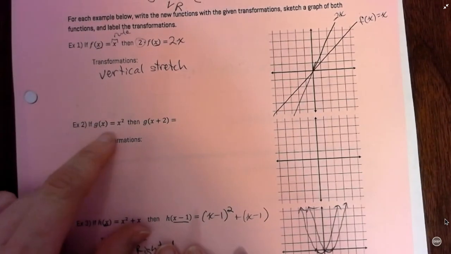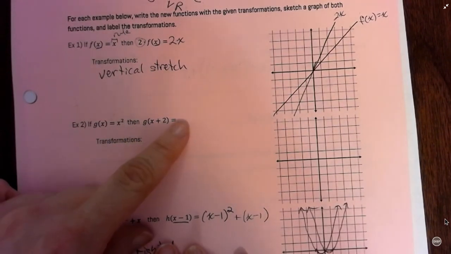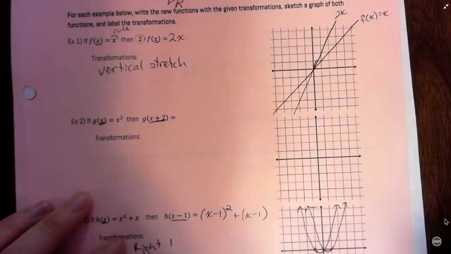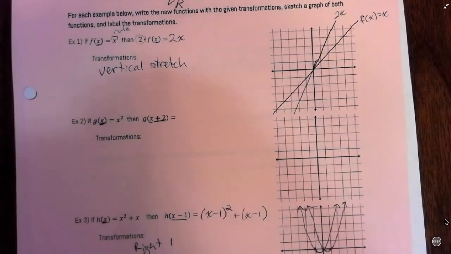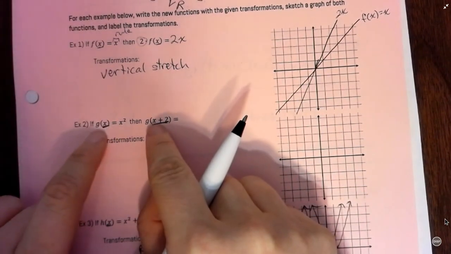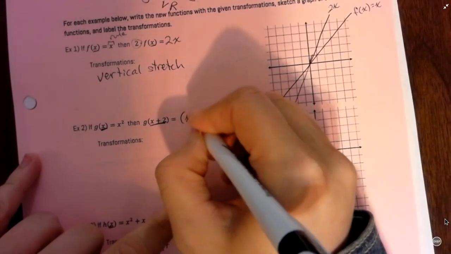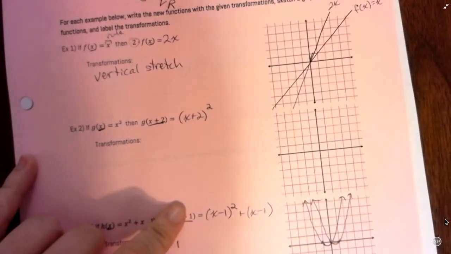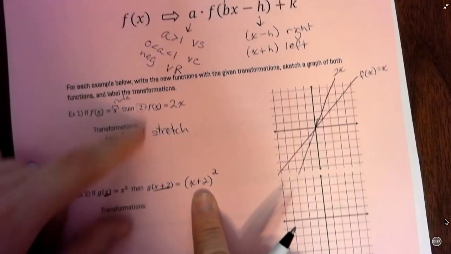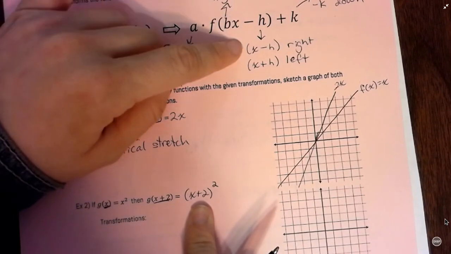Example 2. If g of x equals x squared, then g of x plus 2 equals. So this time I'm replacing x with x plus 2. So instead of saying x squared, I'm going to say x plus 2 squared. So x plus 2 squared. And then for my transformations, I can look up here and try to figure it out, or I can go ahead and graph it and I can tell that way.